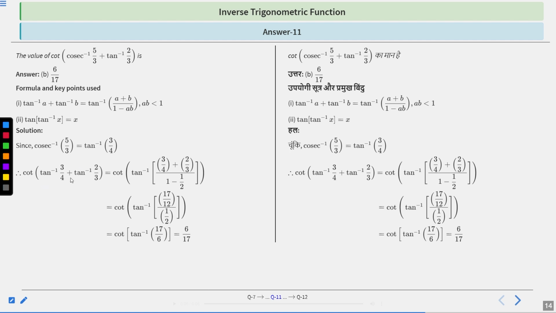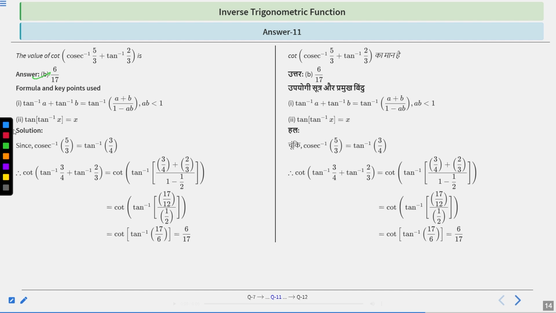Therefore, cot of (tan inverse 3 by 4 plus tan inverse 2 by 3) is equal to cot of tan inverse of (3 by 4 plus 2 by 3) upon (1 minus 3 by 4 into 2 by 3). After solving this, you will get 17 by 12 upon 1 by 2. After cancelling out, we get cot of tan inverse 17 by 6, which is equal to 6 by 17. So option B, 6 by 17 is the right choice. Clear?